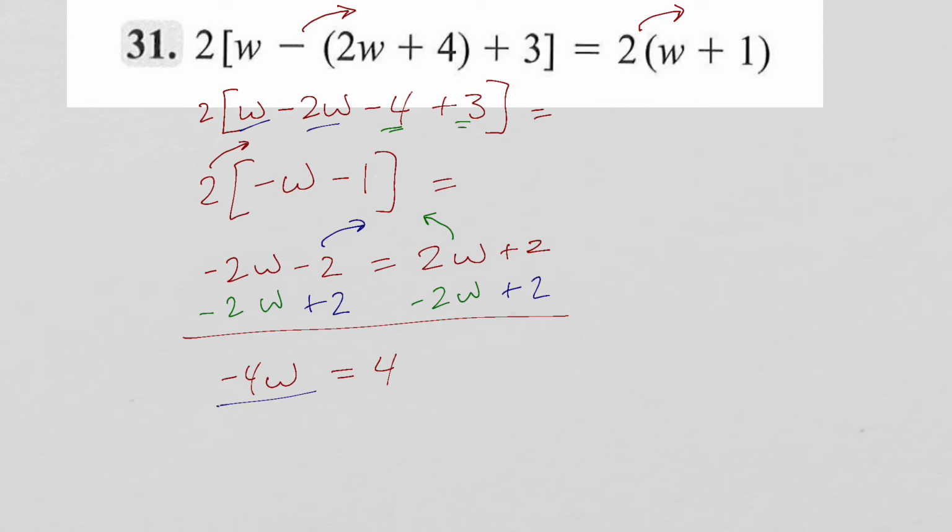Finally, I'll divide each side by negative 4. And I'll get w is equal to positive divided by negative is a negative. 4 divided by 4 is 1.